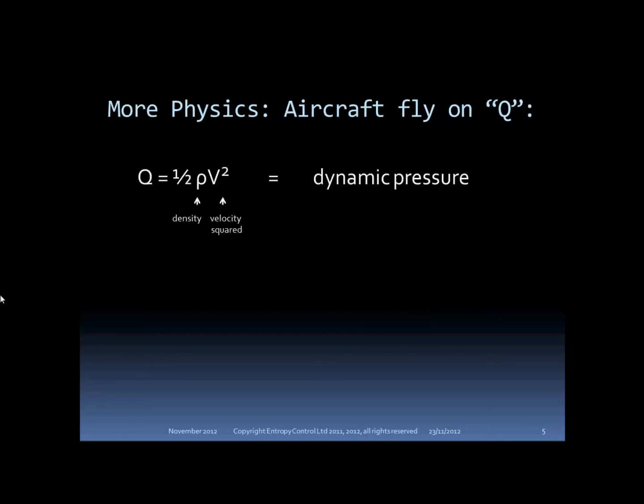Another concept I'd like to introduce is the concept of Q, defined as half the density times the velocity squared. Q is a pressure, also known as dynamic pressure. Aircraft fly and perform on the basis of Q.